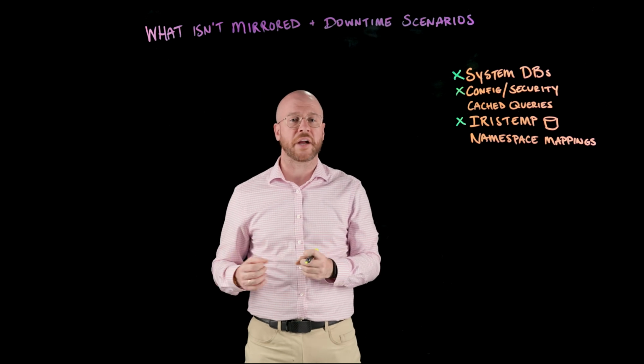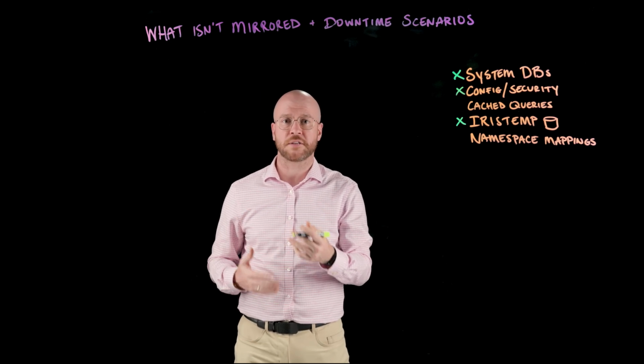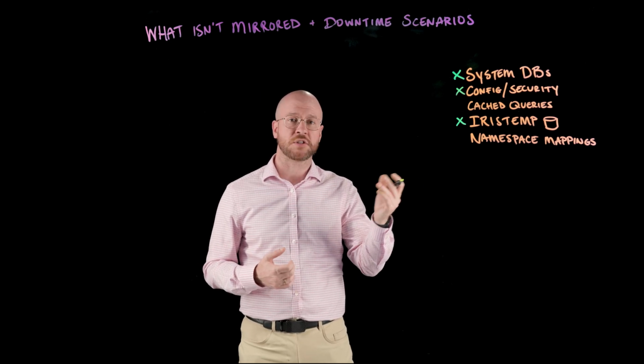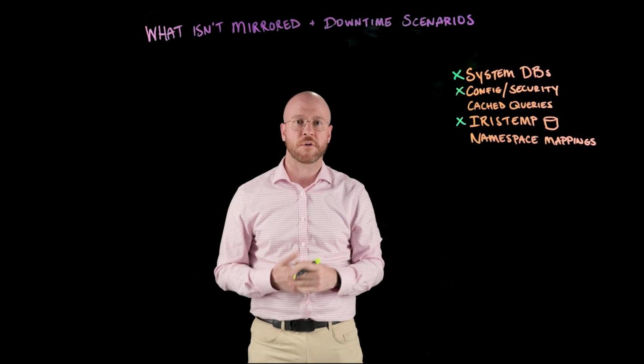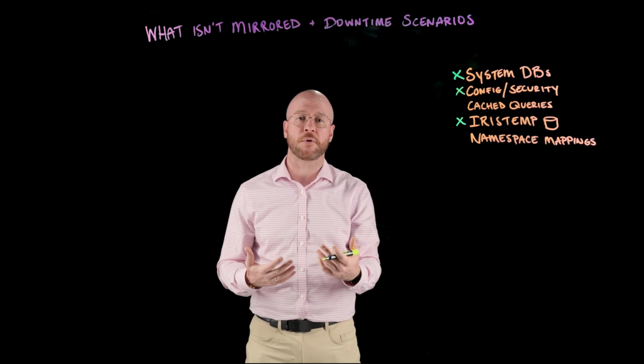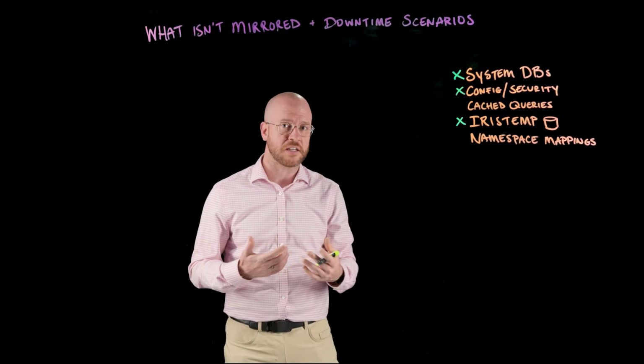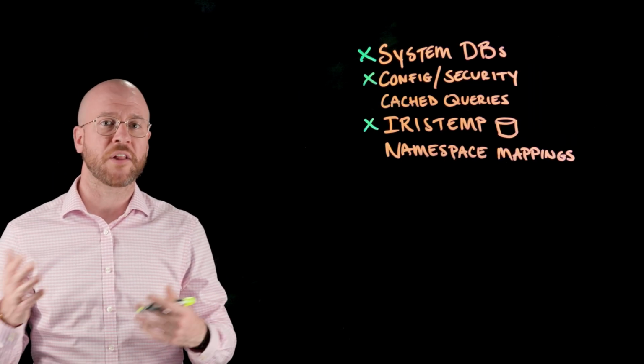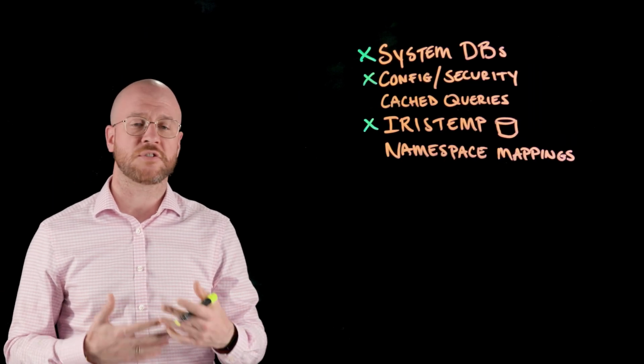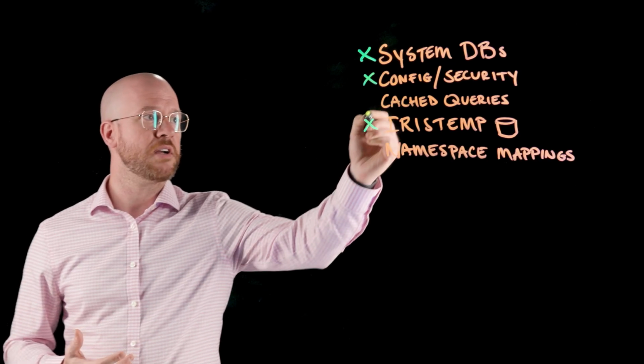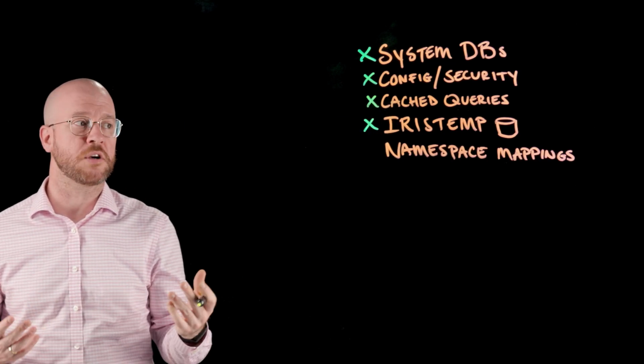Configuration and security settings are also not mirrored. Again, we're only mirroring databases and journaled updates to those databases. So configuration and security are not things that are going to be mirrored by default automatically. You're going to need to come up with a solution for keeping those things intact. Cached queries, right? When a failover happens, the memory buffers are essentially reset on these systems. So cached queries are not going to be something that is mirrored either.